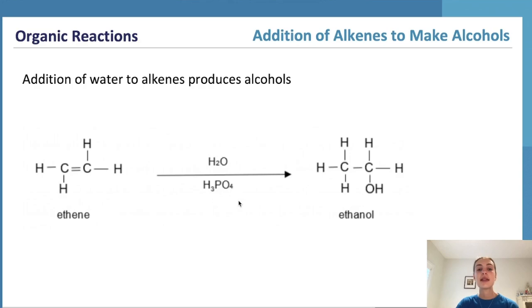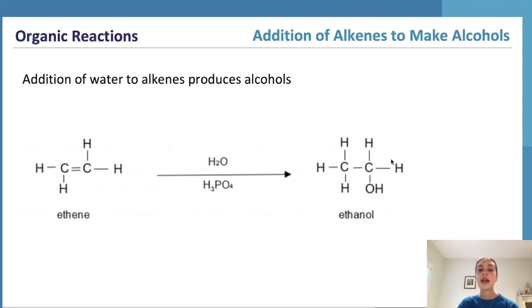So we need an acid catalyst. So we're using H3PO4 just because this is a fairly unreactive acid, but it can be used as a catalyst. And so when we add ethene to H2O under an acid catalyst, we can produce ethanol. And so as we can see here, we don't need to apply Markovnikov's rule to this particular circumstance, being ethene, because each carbon atom has the same number of hydrogens bonded to it.